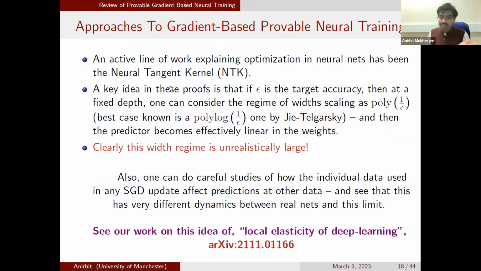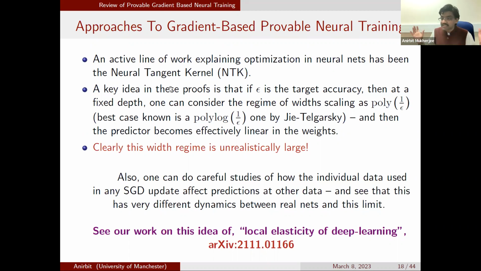This regime is unrealistically large, obviously, because epsilon can be very small. Then you're looking at widths which are simply not in the real world. In the real world, widths are very small. No one generally trains large width neural nets. That's not a thing. I am currently running experiments with width 10, and they can solve a lot of complicated things at width 10 already. And this kind of proof will kick in at width 1000 minimum.